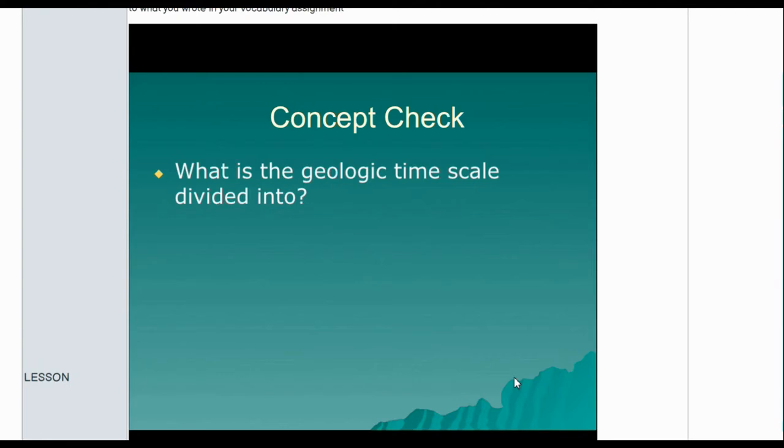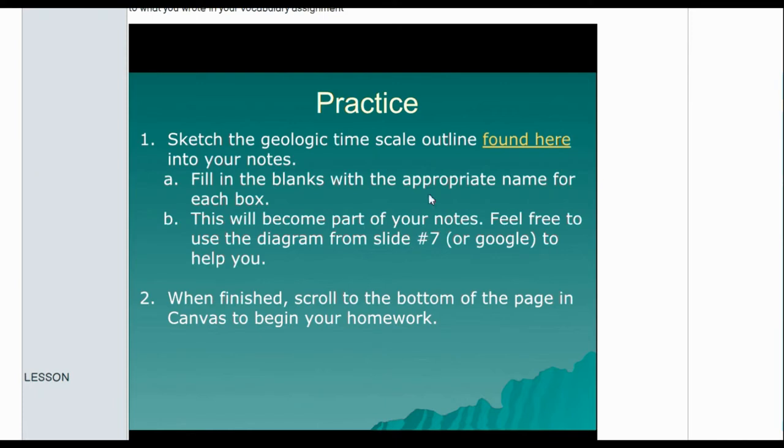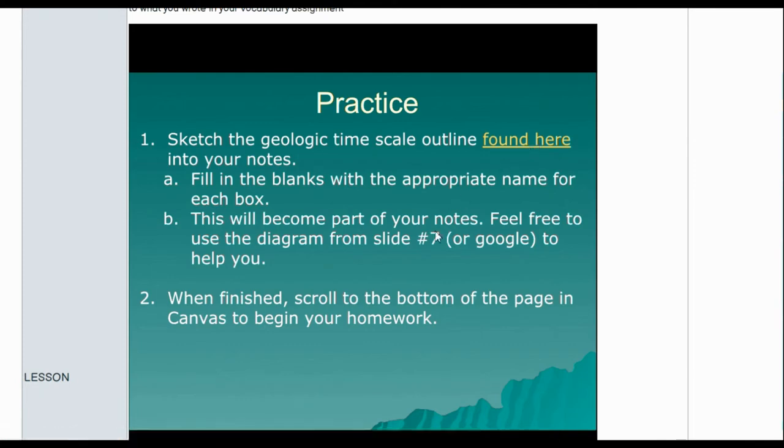So, for this concept check, go ahead and pause here and list out all of the different time frames that the geologic time scale is divided into. Also answer, what eon and era and period do you think humans appeared in? So pause here, think about where we're at now, think about that image of the time scale, and tell me where you think we're found.